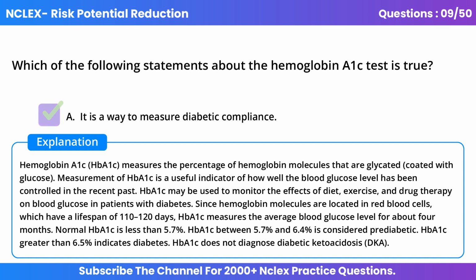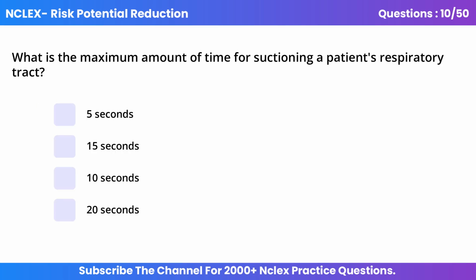Normal HbA1c is less than 5.7%. HbA1c between 5.7% and 6.4% is considered pre-diabetic. HbA1c greater than 6.5% indicates diabetes. HbA1c does not diagnose diabetic ketoacidosis, DKA.